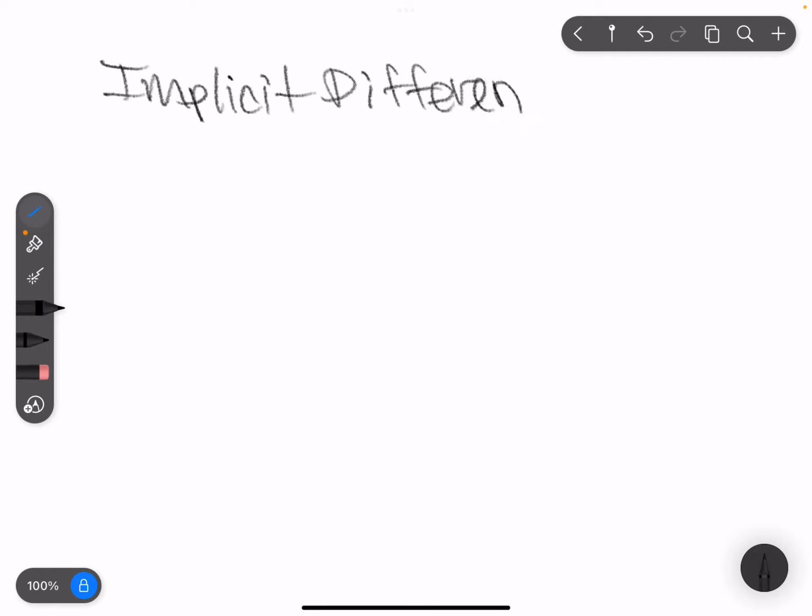Today we're going to discuss implicit differentiation. So let's begin. Implicit differentiation.